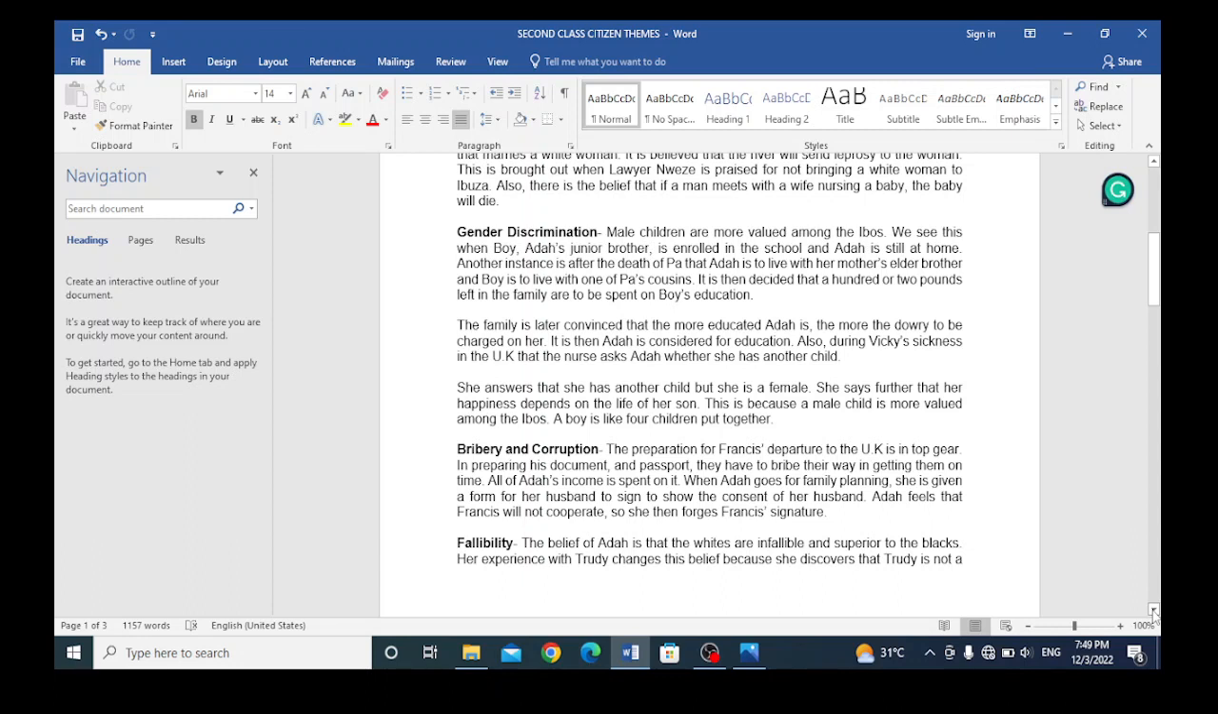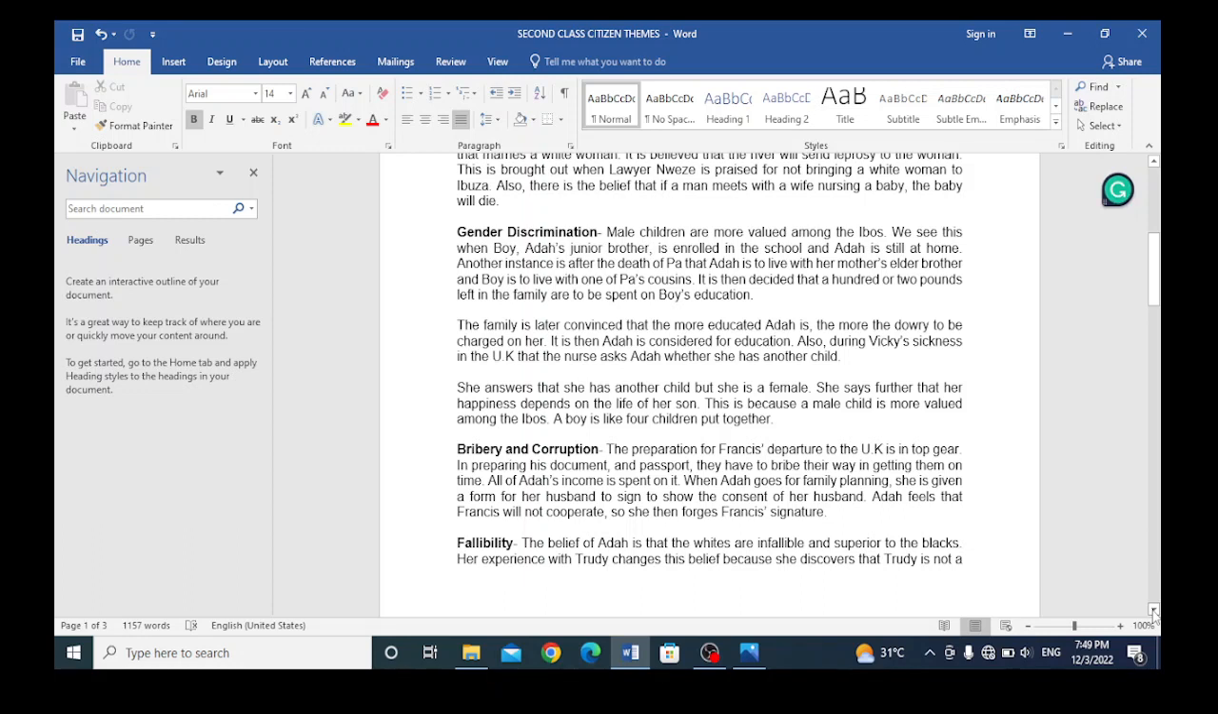The next one is gender discrimination. Male children are more valued among the Igbos. We see this when Ada's junior brother is enrolled in the school and Ada is still at home. In fact, it's Ada that always takes him to school every morning. Another instance is after the death of Pa, Ada is to live with her mother's elder brother and the boy is to live with one of Pa's cousins. It is then decided that 100 or 2 pounds left in the family are to be spent on the boy's education, while Ada is to be neglected.